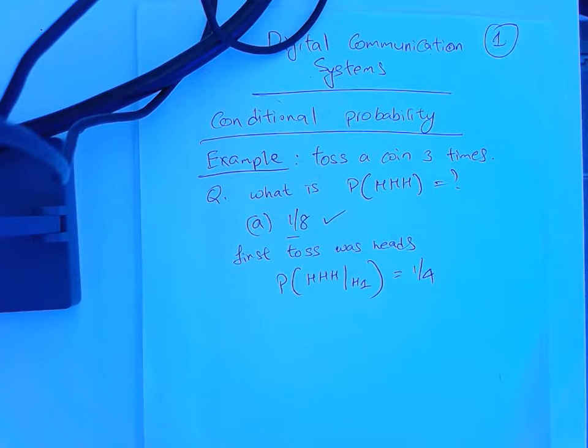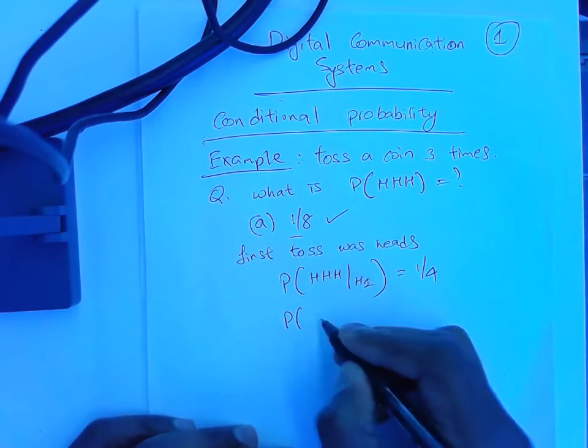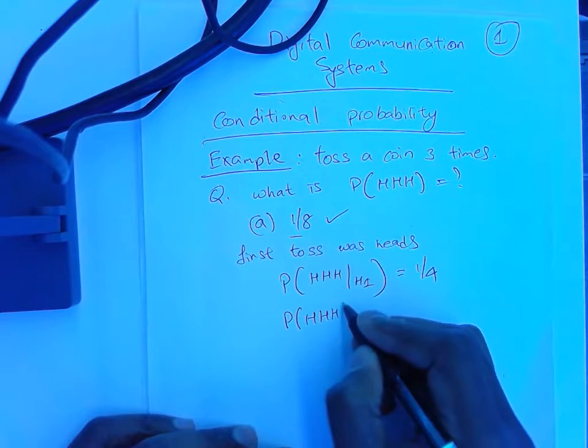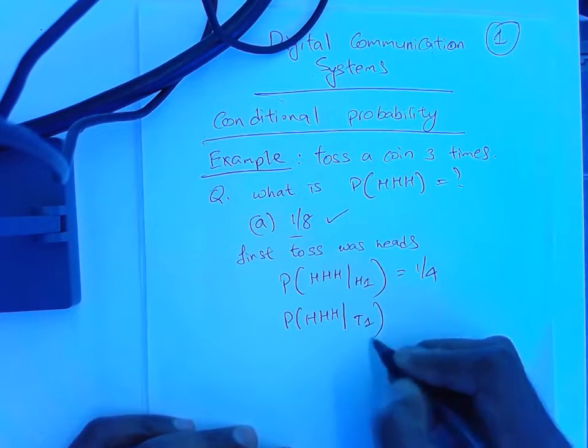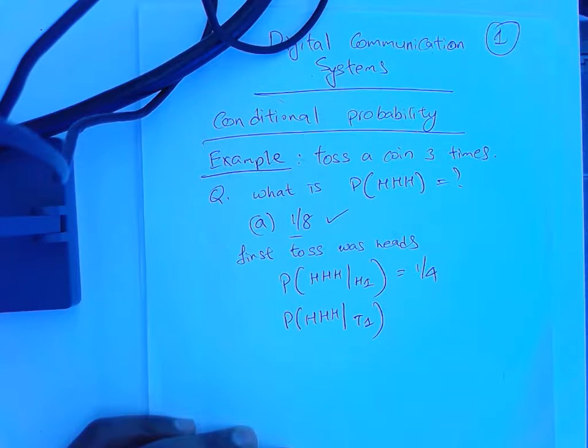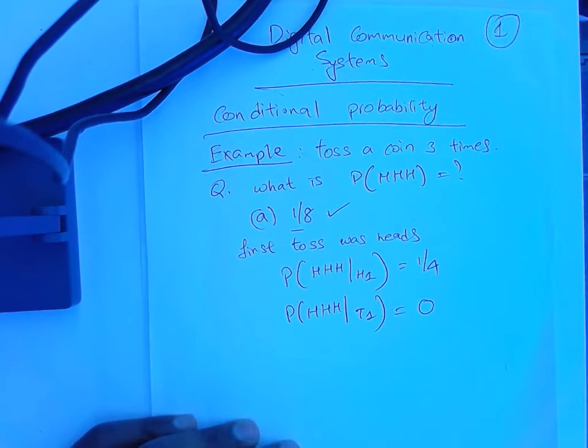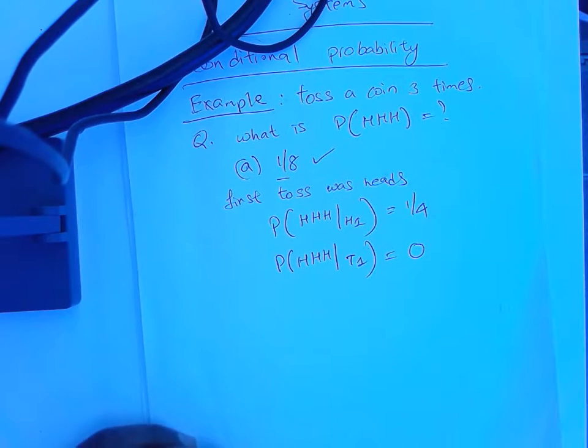Okay. So what is the probability of getting heads, heads, heads, given the first toss was tails? 0. Okay, so if somebody tells you the first toss was tails, and then asks you what is the probability of 3 heads, you already know it's not 3 heads, right? So the probability of getting 3 heads is 0. Okay, so now let's look at a bit more methodological way of doing this.